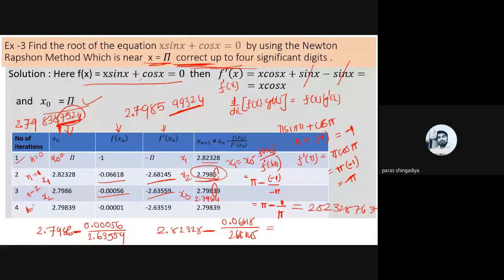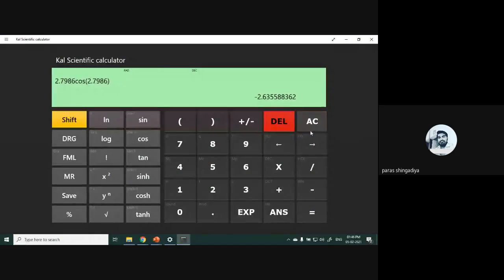So for n equal to 3, we'll get the fourth iteration, that is x3 2.79839, and this is the input of the derivative. Let us check this function: 2.79839 into sine 2.79839, plus cos 2.79839, and you will get minus 1.042 into 10 raised to minus 5.